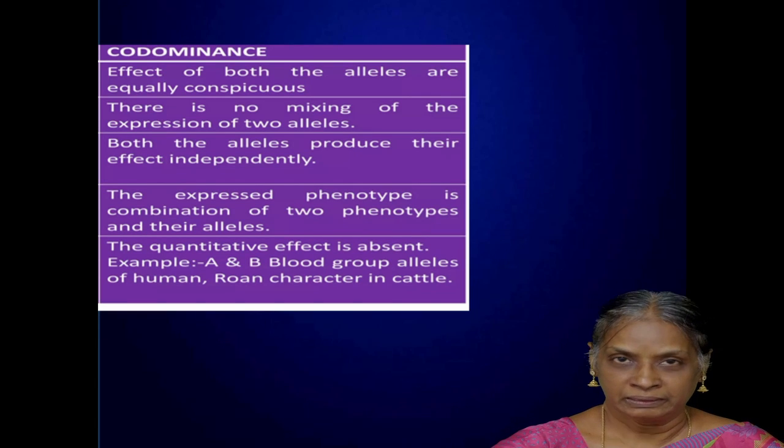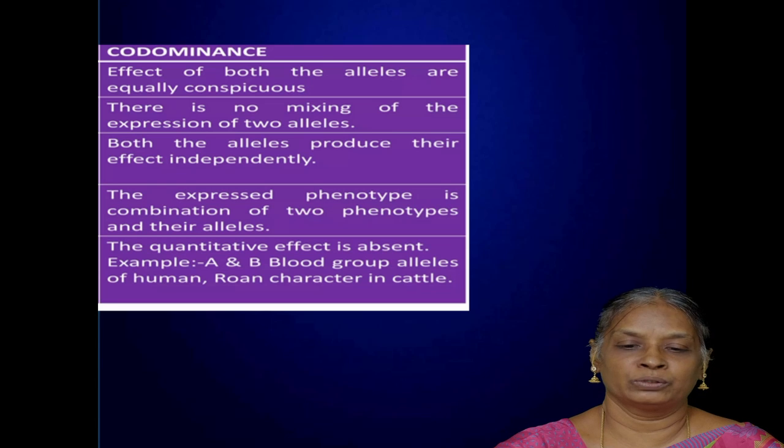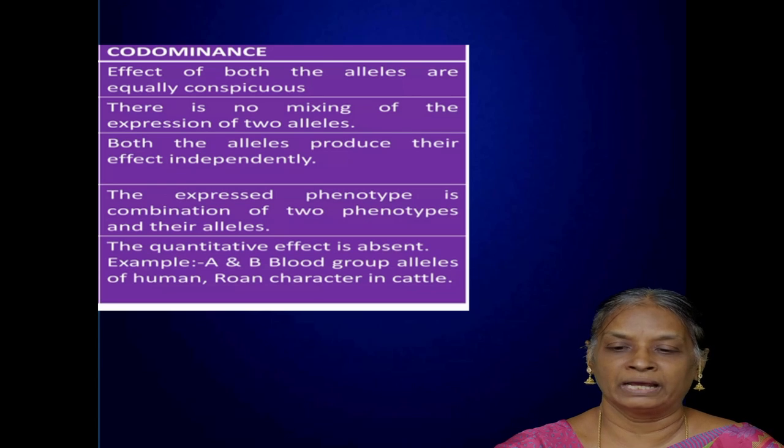So, to sum up, we could say co-dominance is the effect of both the alleles. In co-dominance, we could see the effect of both alleles, which are equally conspicuous or important. There is no mixing of the expression of two alleles. Both the alleles produce their effect independently. The expressed phenotype or the external appearance is the combination of the two phenotypes of the alleles. The quantitative effect is absent. The cumulative effect is absent. Examples: AB blood group alleles in man, roan character in cattle.